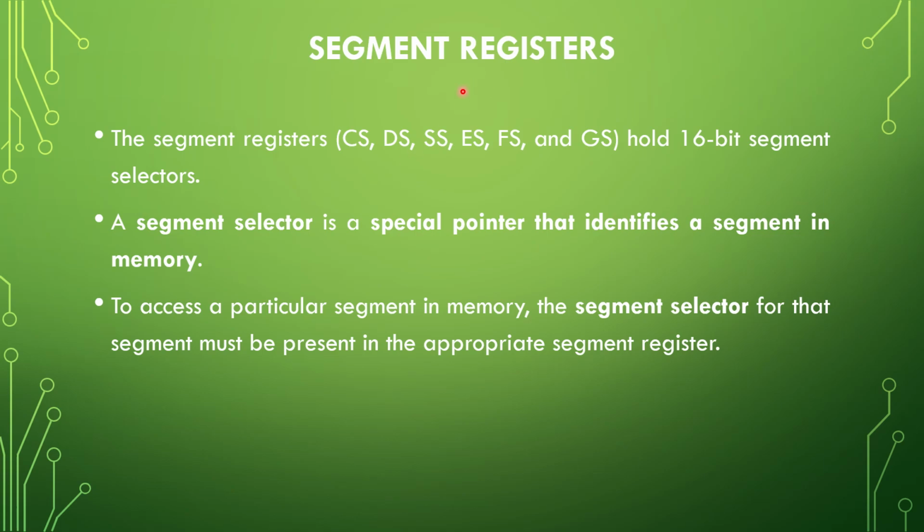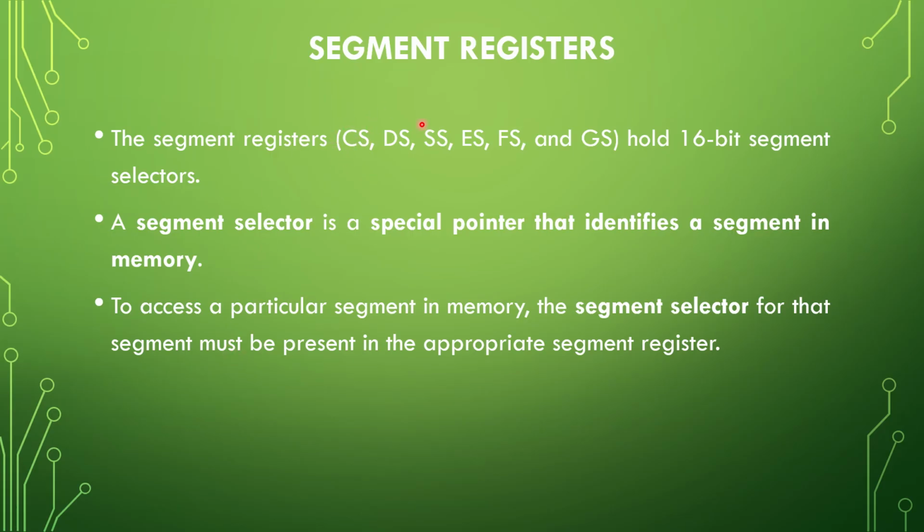Then comes the segment register. The segment registers are CS, DS, SS, ES, FS and GS. They hold 16-bit segment selectors. A segment selector is a special pointer that identifies a segment in memory. To access a particular segment in memory, a segment selector for that segment must be present in the appropriate segment register. So let's see in detail.